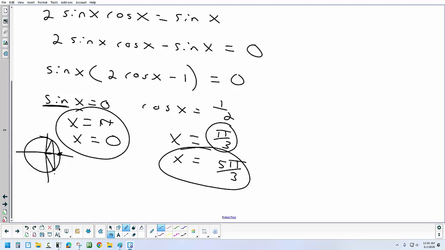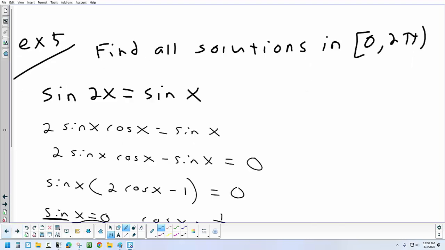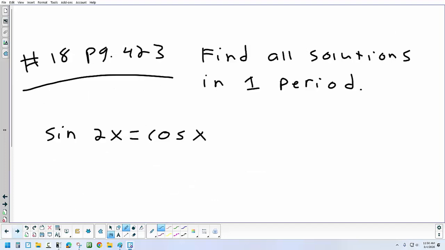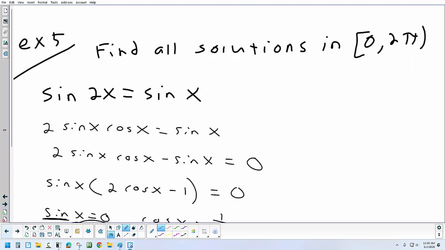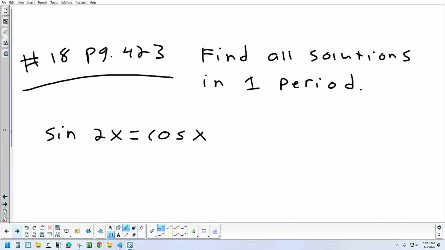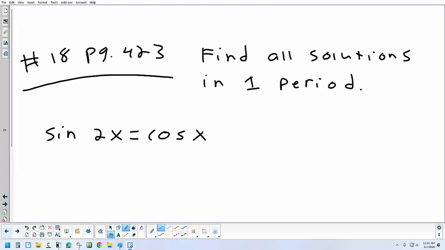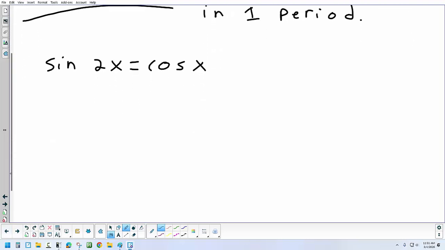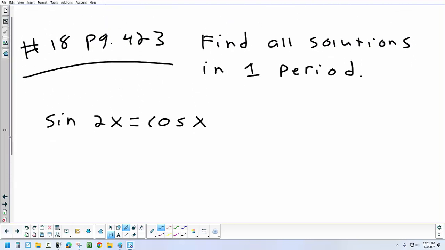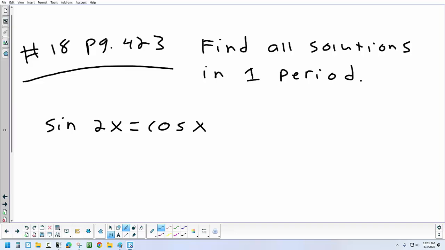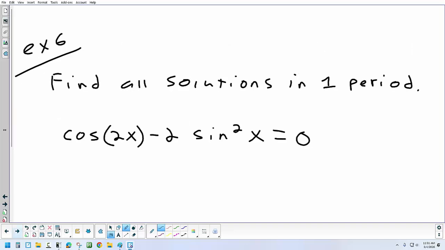Okay, at this point, I've really shown you every trick you can do. Sine 2x equals cosine x. Sine 2x equals sine x. This is almost exactly the same problem. You'd use your double angle identity, bring cosine over, and then you'd factor. But you'd be factoring out a cosine instead of a sine. Anyone want to go through that one? Okay. I think this covers pretty much everything.